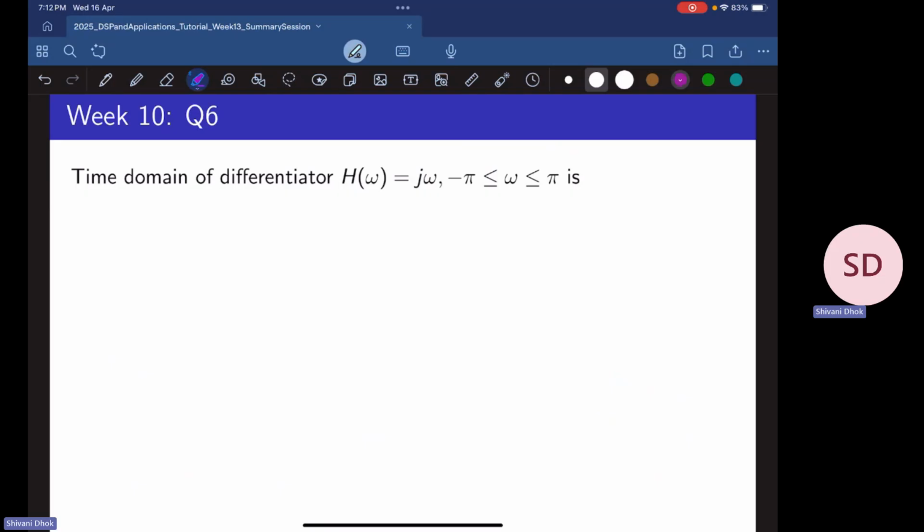This question is from week 10 and it is question number 6 from the 10th week. It says that the time domain differentiator has a DTFT as H of omega equal to j omega from minus pi to pi, and now we need to find the time domain representation of this particular thing. So what we need to find is inverse DTFT to get h of n, and we need to figure that out.